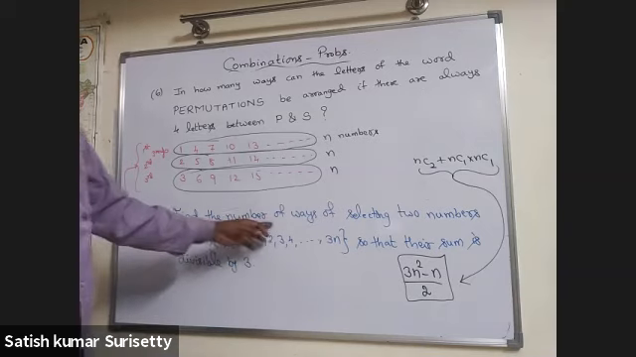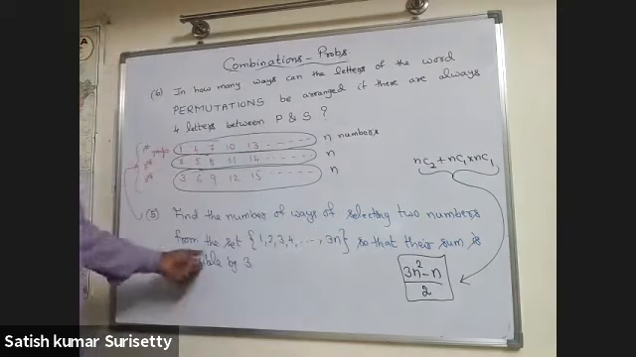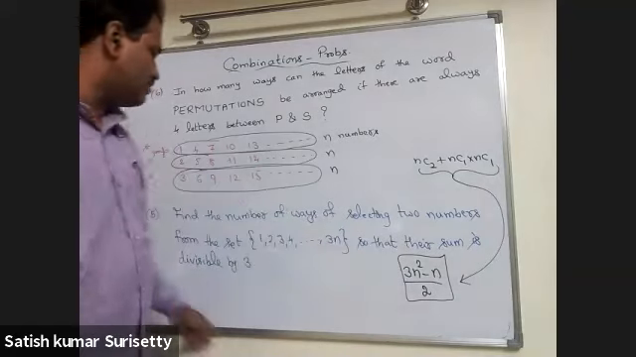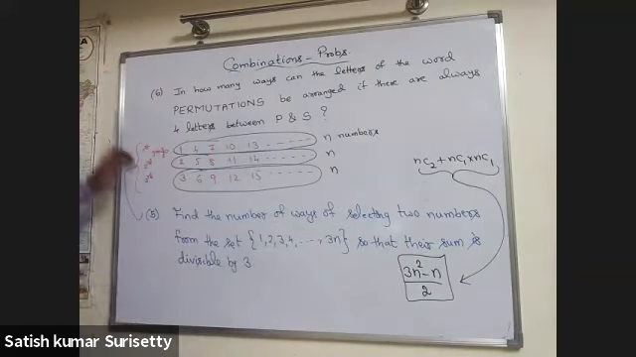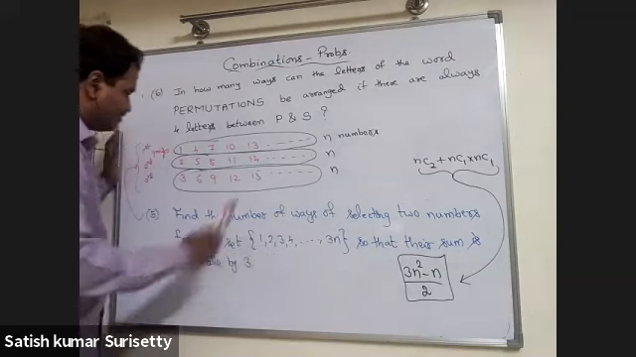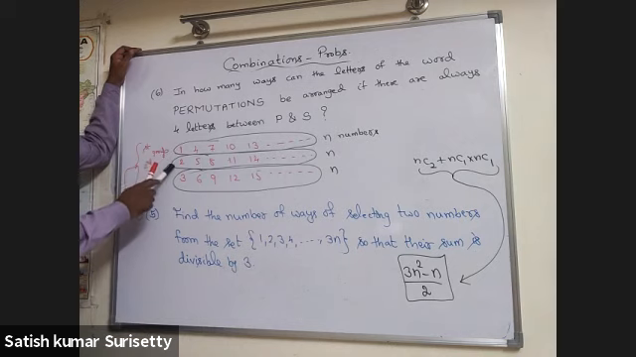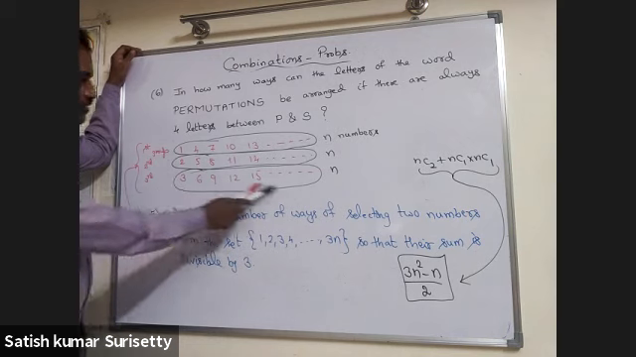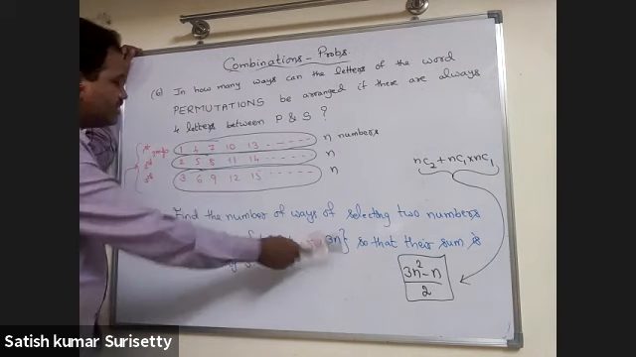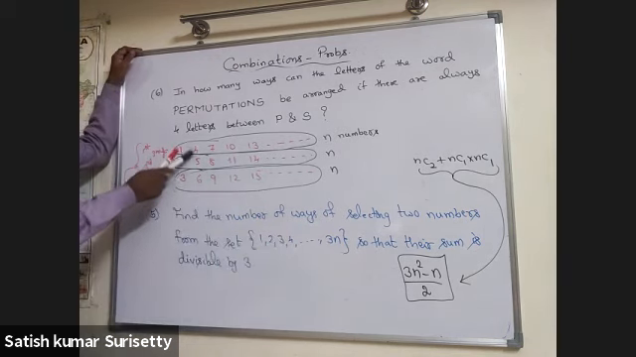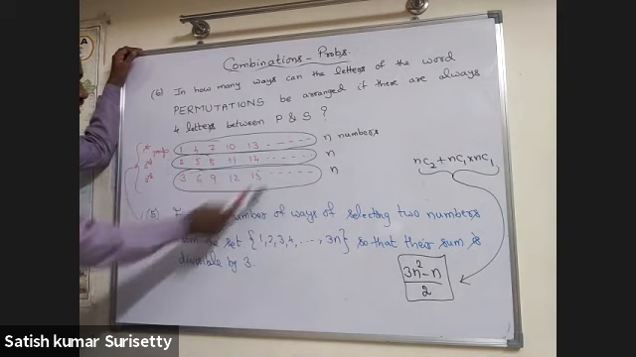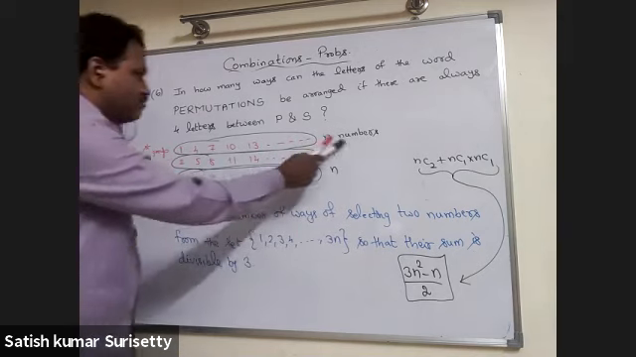So to find the number of ways of selecting two numbers from the set 1 to 3n so that their sum is divisible by 3, we can group these numbers as numbers which leave the remainder 1 when divided by 3, numbers which leave the remainder 2 when divided by 3, and numbers which leave the remainder 0, that means multiples of 3. I can list these numbers as groups 1, 2, 3, 4, 5, 6, 7, 8, 9 and so on. That means in each group there will be n numbers.